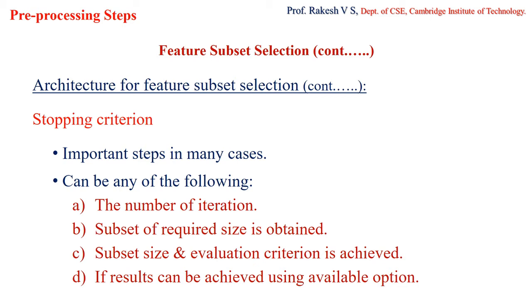If we have obtained a subset of required size, then we can stop the searching procedure. Or else, if we have a subset size and the evaluation criteria is achieved, in such cases also we can have it as a stopping criteria. And the last one is if the results can be achieved using any available option, that can also be considered as a stopping criteria here. So based on these stopping criteria, our search strategy will be repeatedly, that is iteratively, applied.